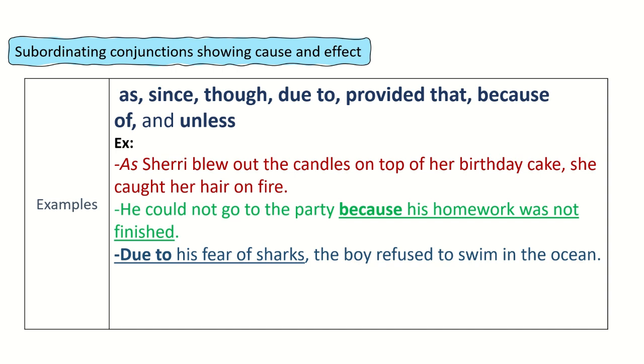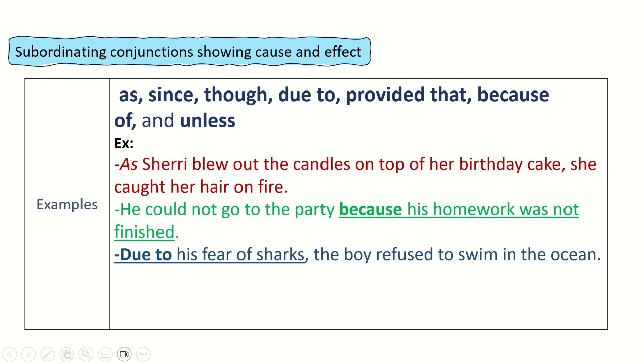So as Sherry blew out the candles on top of her birthday cake, she caught her hair on fire. This is a result. As Sherry blew, this is the cause; she caught her hair, the effect. He could not go to the party. This is the result, because his homework was not finished. This is the reason.